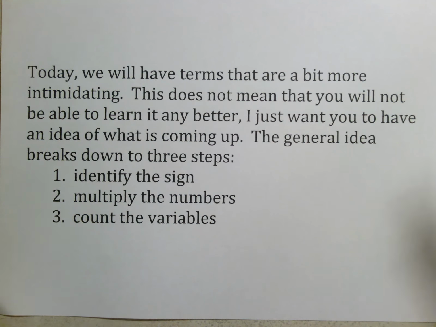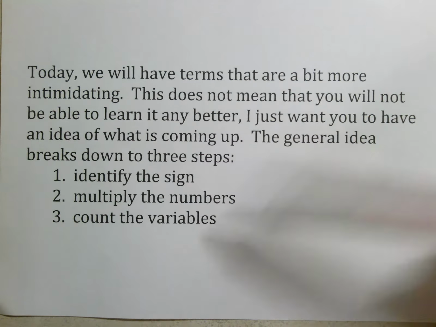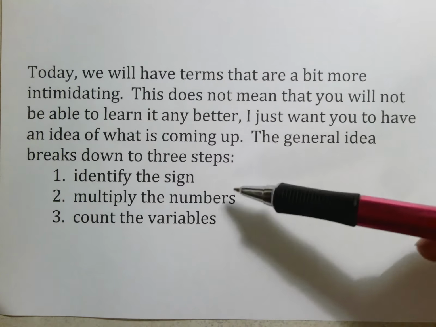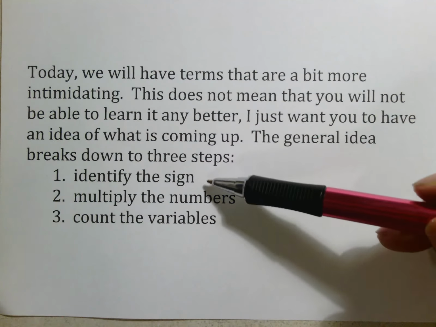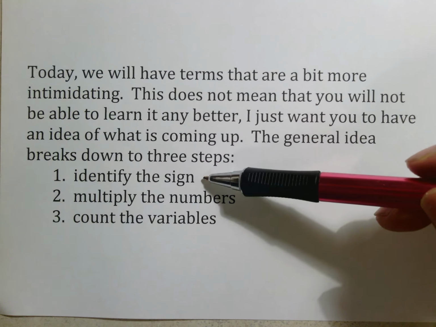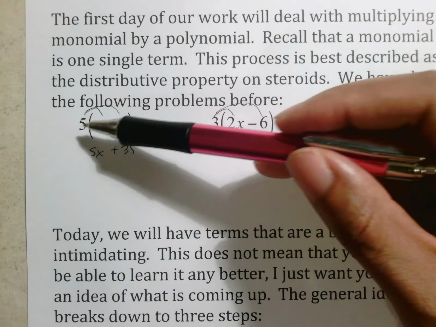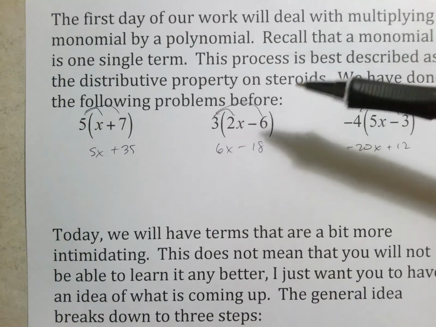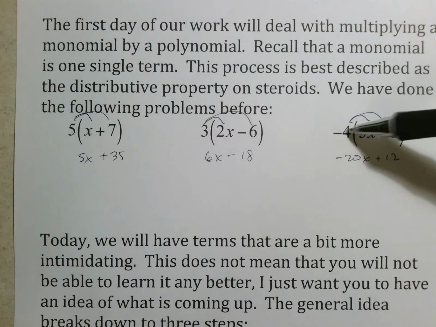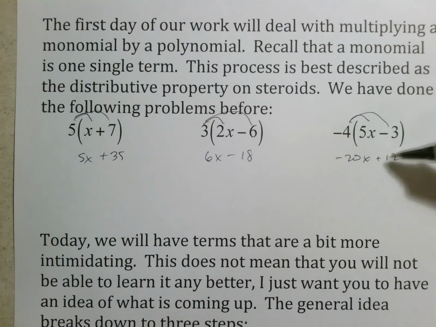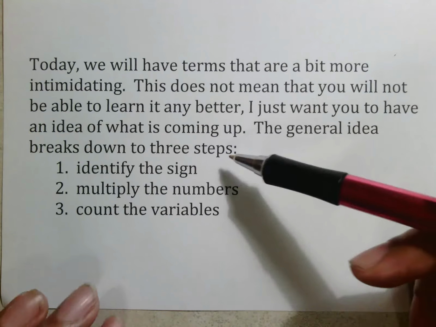The general idea, kind of like when we did exponent rules, breaks down to 3 steps. If you memorize these 3 steps, and I'm going to talk through this every single time: identify the sign, because that's the most important part. Determine if it's positive or negative. Sometimes it's going to be obvious, like when we did this. I didn't have to say this is a positive 5 and a positive 35, a positive 6 and a negative 18. I did have to say this is a negative 20 and a positive 12. So first off, make sure you always slow down to identify the sign.